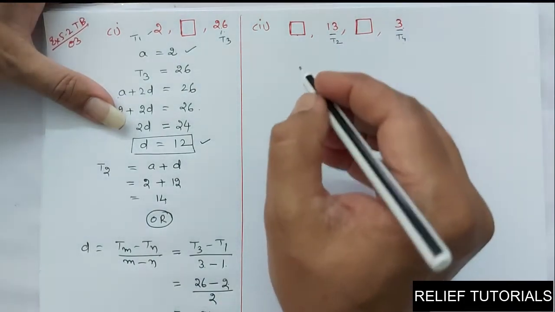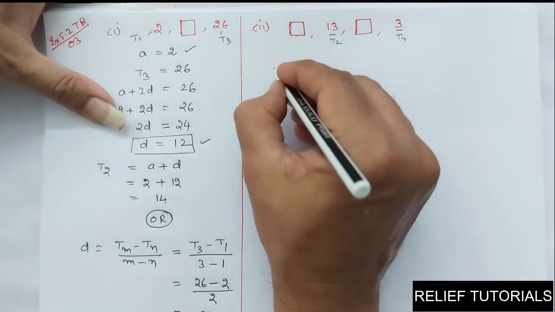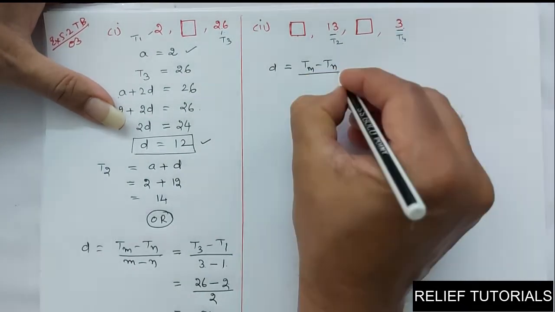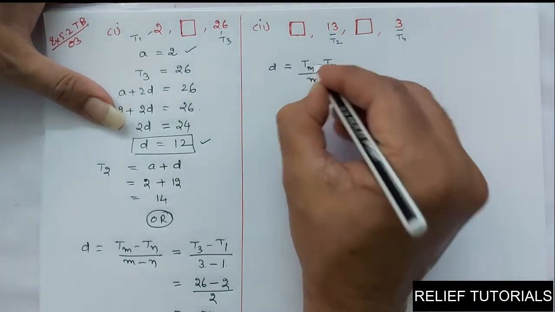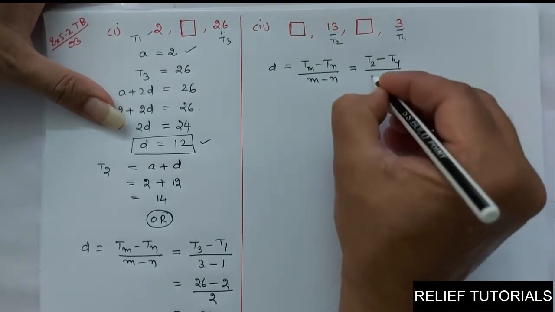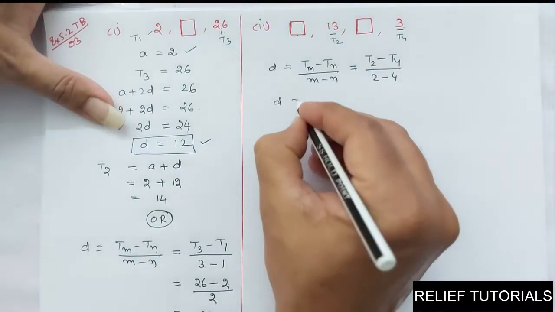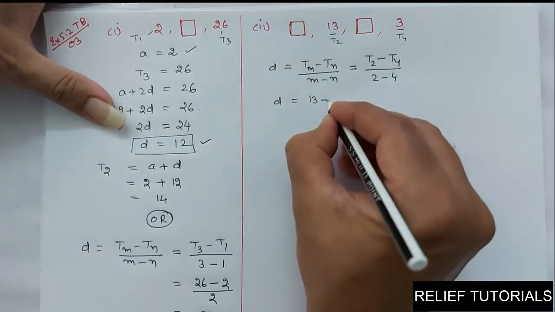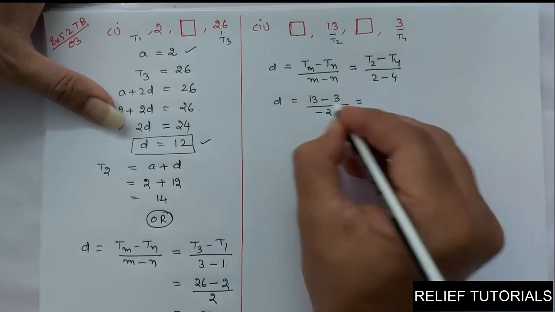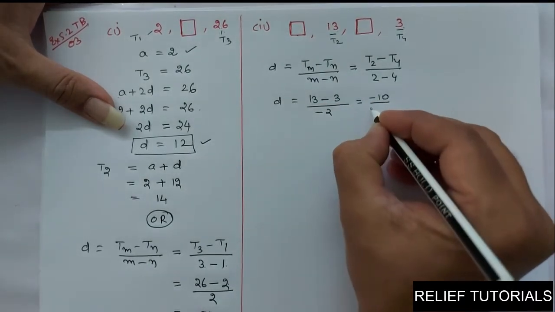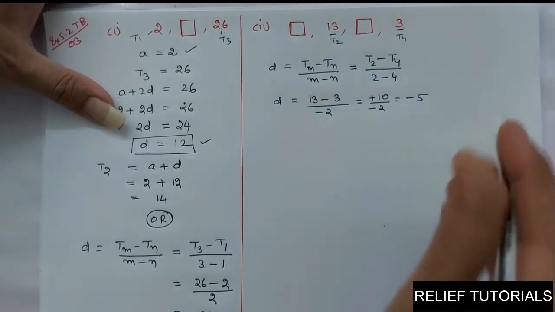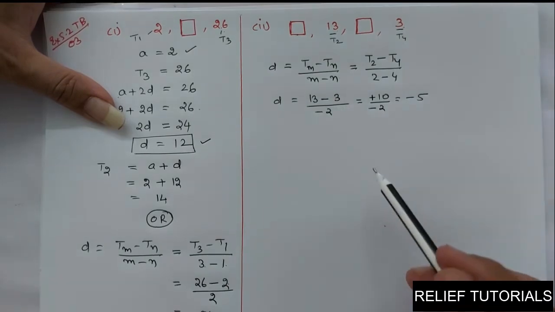So how will we do it? Directly we will find D. D is equal to Tm minus Tn upon m minus n. Here for Tm you can take T2, so T2 minus T4 upon 2 minus 4. So D is equal to T2, which is 13, minus T4, which is 3, upon 2 minus 4, that is minus 2. So 13 minus 3 is 10, upon minus 2. So the answer will be minus 5. So you got directly D is equal to minus 5.